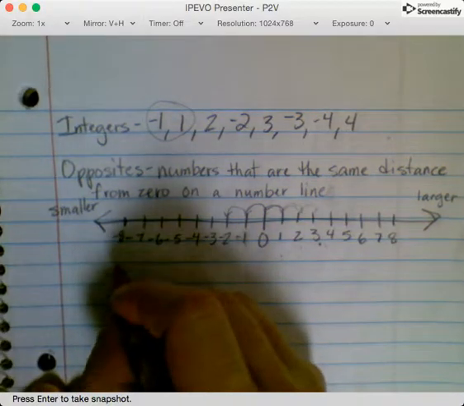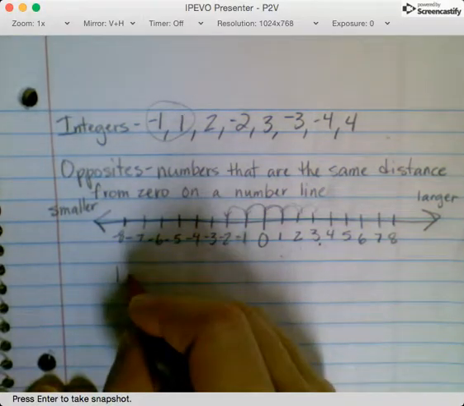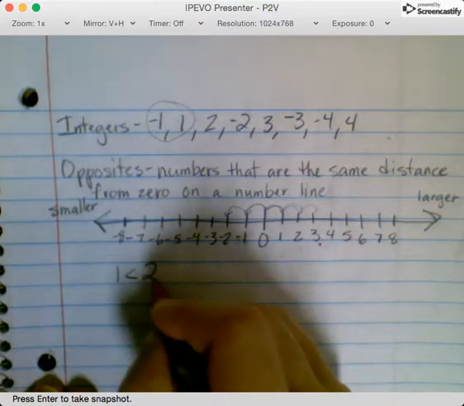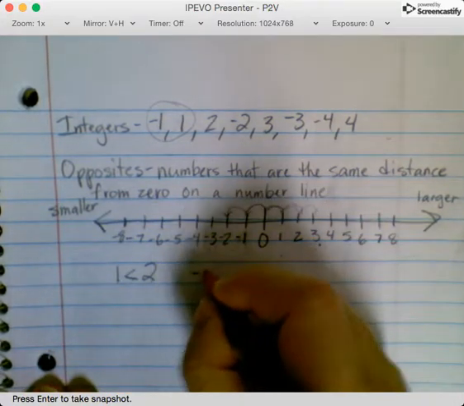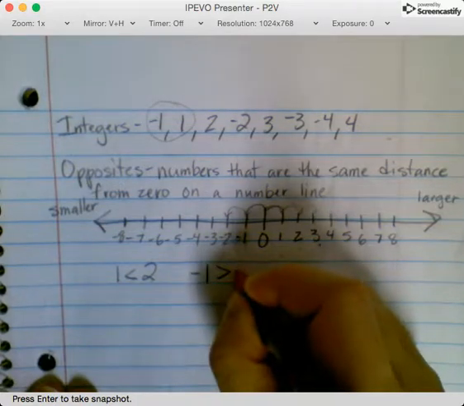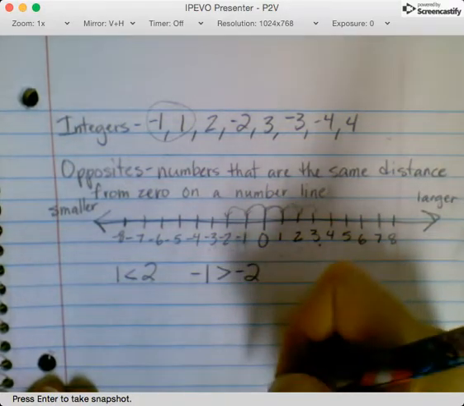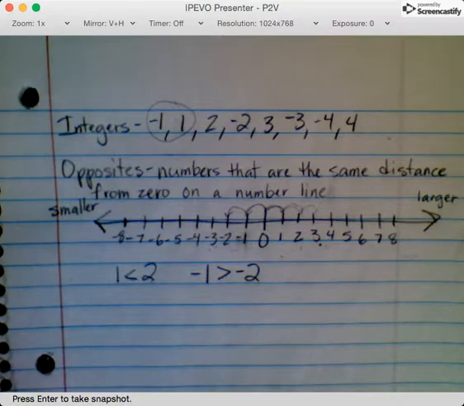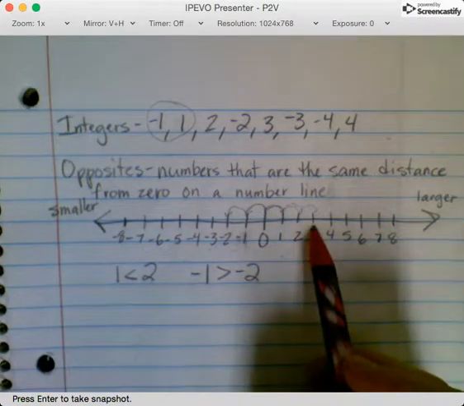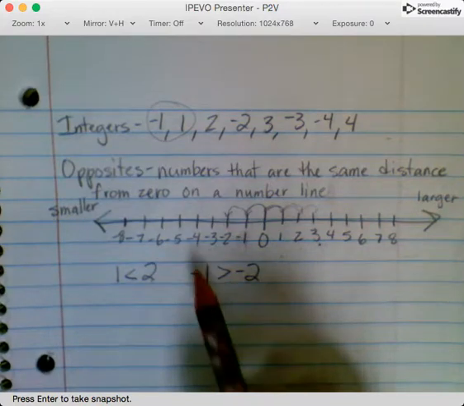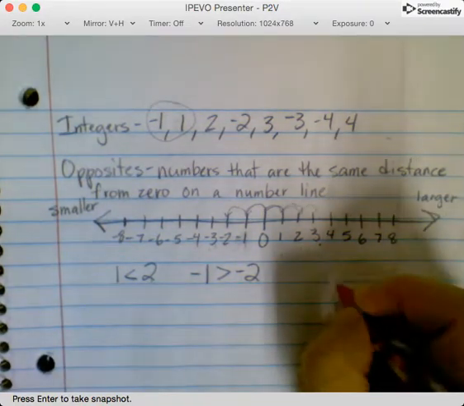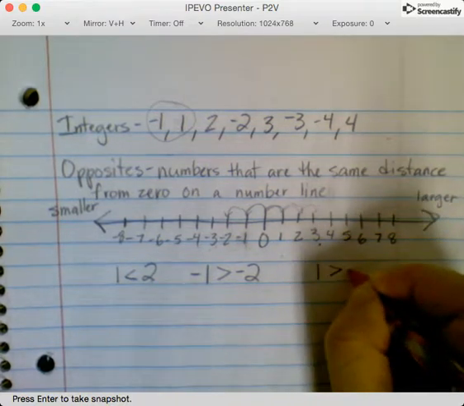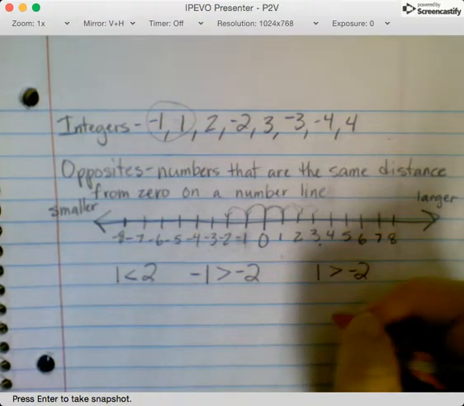So I'm going to go ahead and write that with symbols. Okay, so 1 is less than 2. -1 is greater than -2. Okay, so they do the opposite when you have the opposite numbers. Positives are always bigger than negatives. So if you had +1 and -2, +1 is going to be bigger than -2.